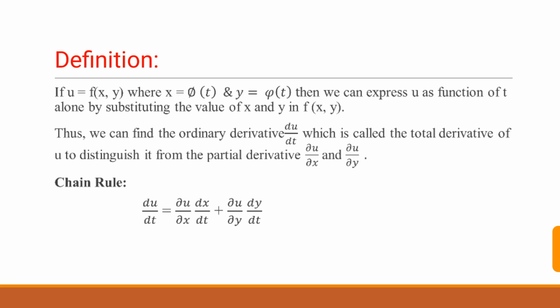To distinguish it from the partial derivatives, del u by del x and del u by del y. Partial derivative means it contains two or more independent variables. And this is also known as the chain rule. The chain rule is du by dt is equal to del u by del x into dx by dt plus del u by del y into dy by dt.